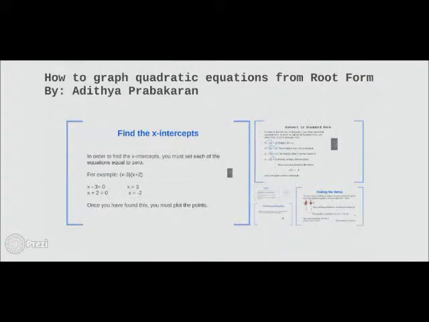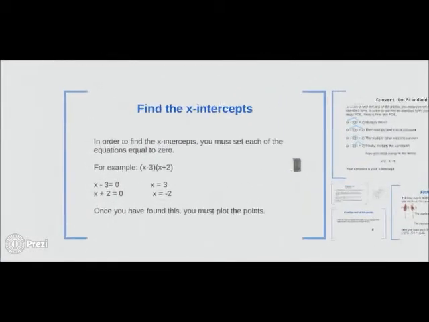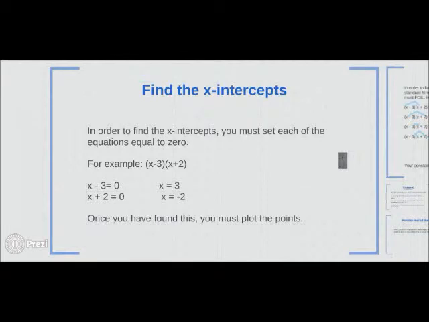Today we will be learning how to graph quadratic equations from root form. The first step is to find the x-intercepts. In order to find the x-intercepts, you must set each of the equations equal to 0.